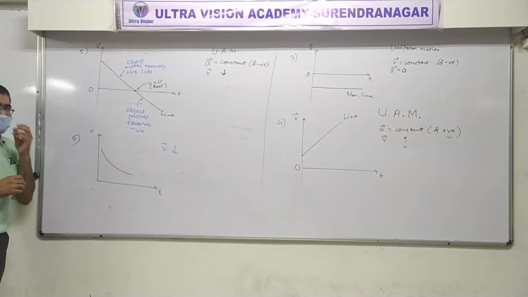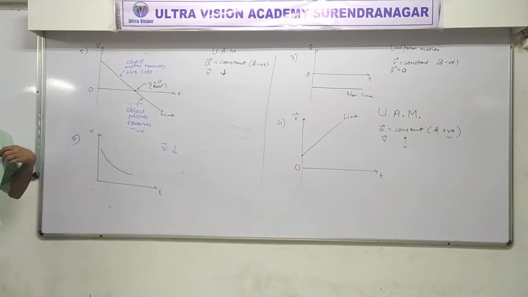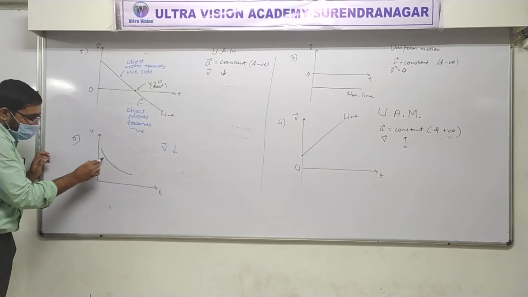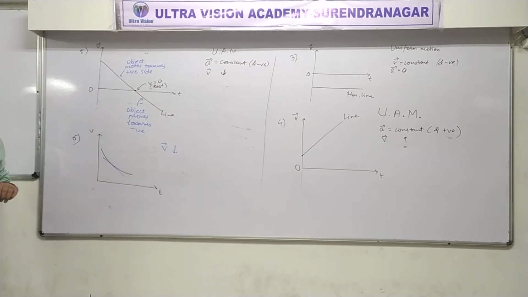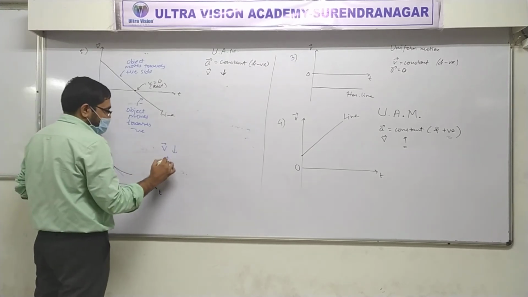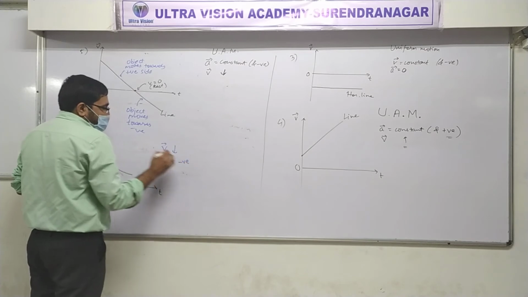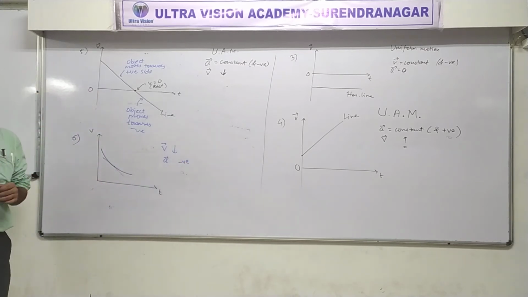So here, what's the acceleration? Positive or negative? Negative. Is that okay? Because in a VT graph, you can draw the tangent. So let's draw a tangent anywhere, maybe here. Look at the slope of the tangent. It's negative. That's why the acceleration is also negative. Is this uniformly accelerated motion? No. Who says no?